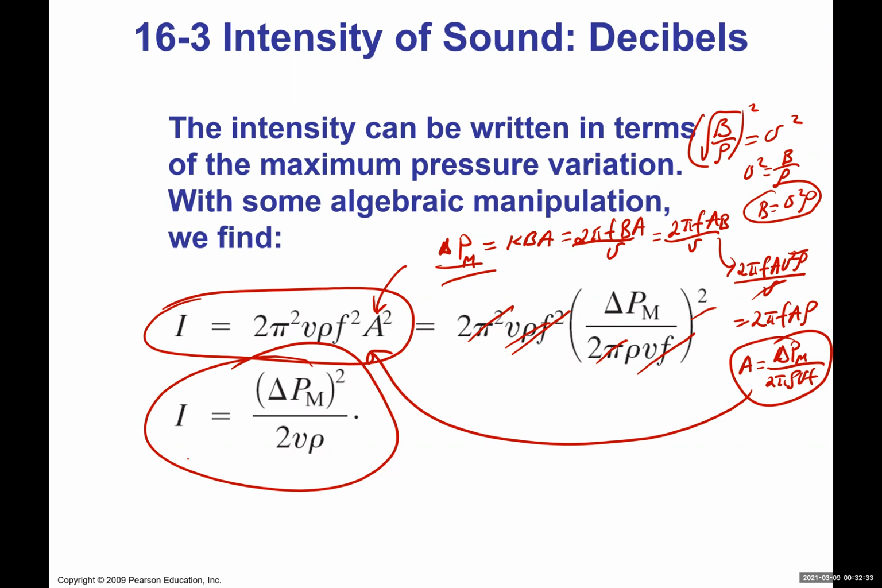In any case, this shows that the intensity is proportional to the square of the pressure wave amplitude. And one important thing to see from this equation is that frequency cancels out. That means it's not proportional to frequency at all. It's independent of the frequency.